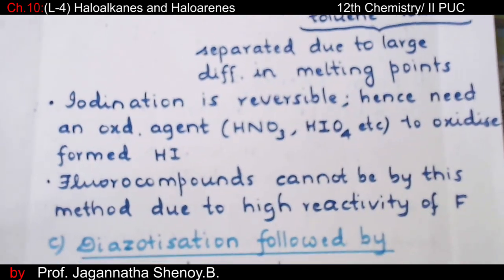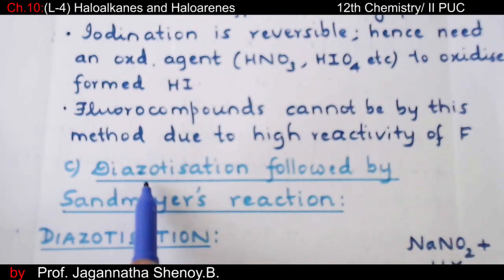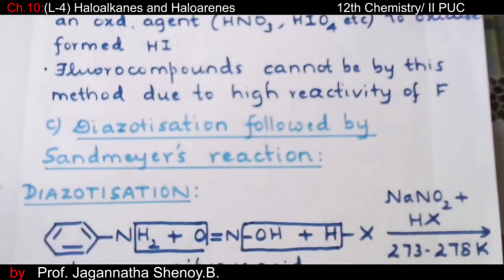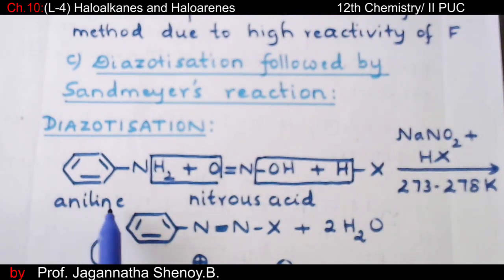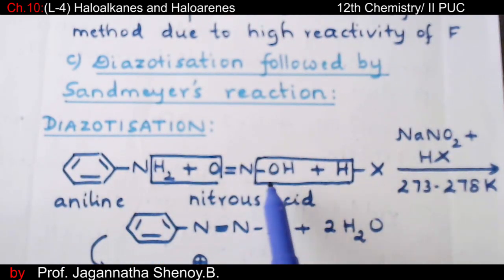Next, the third method is an important one. First, we have to go for diazotization. I'll explain what it is. And that has to be followed by Sandmeyer's reaction. First, let us know what is meant by diazotization reaction. I'll start from aniline. Aniline is actually an aromatic primary amine. We have to treat it with nitrous acid.